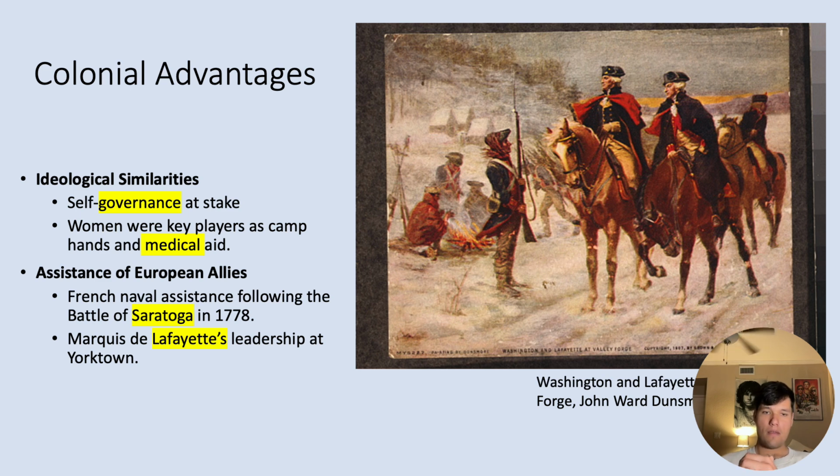This support from European powers greatly shifted the balance in favor of the American colonists. The ideological similarity was that self-government was at stake. They both wanted self-government at this time. It also mentions that women were key players as camp hands and medical aid. They shared a lot of similarities, and they were assistants to European allies, like I just mentioned. The Marquis de Lafayette, if I said it right, was a leader at Yorktown during that time. So he was really crucial to the battles, such as Saratoga in 1778. So let's go on to the next slide.